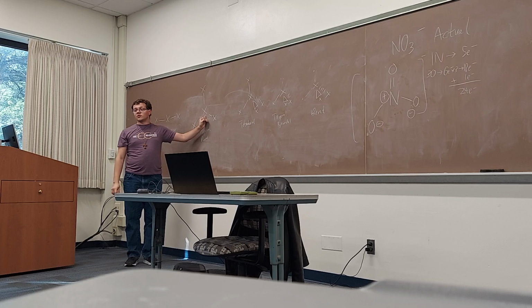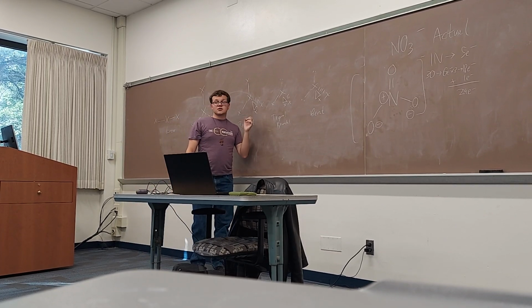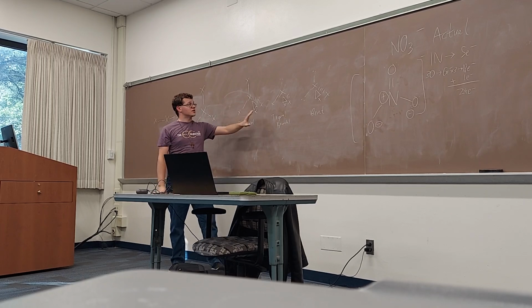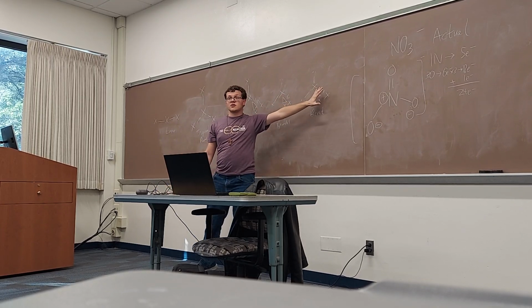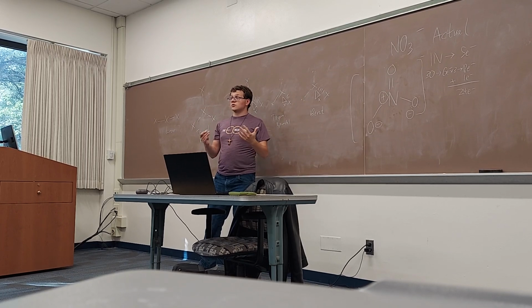This would have a steric number of 3. There are 3 groupings around it. This would have a steric number of 4. 4 groupings. Same here, same here. So it's going to be the number of groupings of things around it, whether they're bonds or lone pairs.